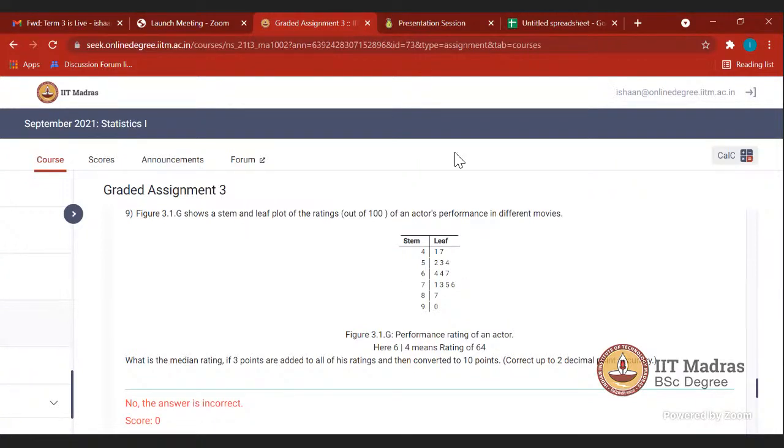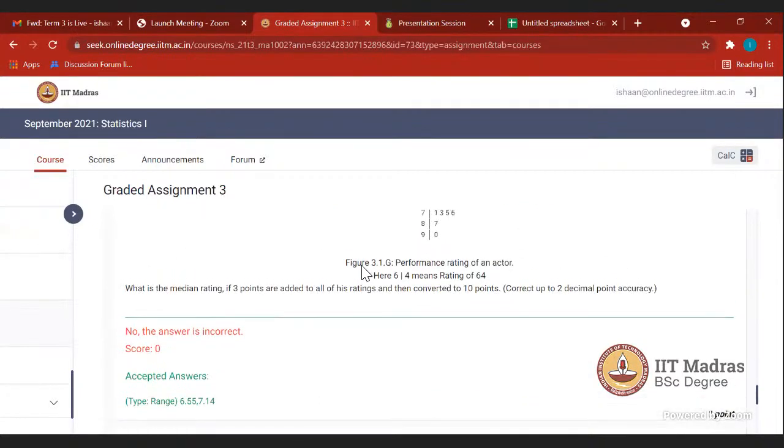I have to check it, but I think your approach seems correct to me. Can you just share the link to the page on the forum in the chat box? I will look at it. Okay, sure, thank you. Yes, question number 9, 10.